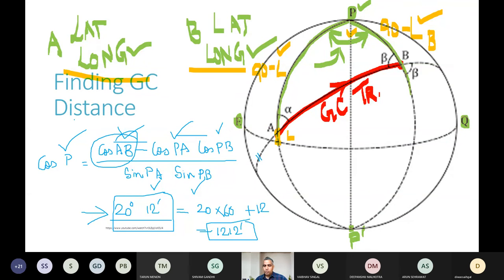So this method is different from the method given in the book, and this is, I would say, the quickest and most accurate method. If you practice it, within 2 to 3 minutes you will be able to calculate the great circle distance. If you practice this method, within 2 minutes, beta, you will get the great circle distance between A and B from the calculator. Okay.